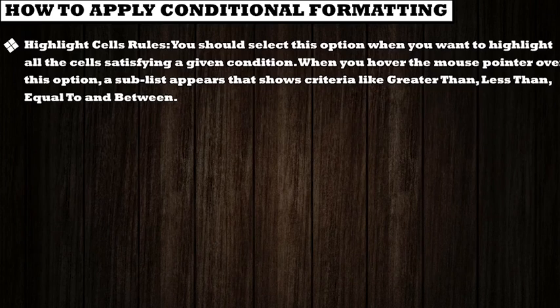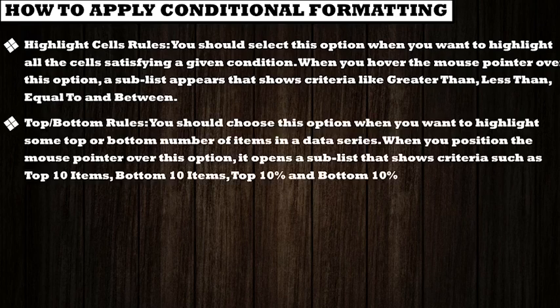Highlight cells rules. You should select this option when you want to highlight all the cells satisfying a given condition. When you hover the mouse pointer over this option, a sublist appears that shows criteria like greater than, less than, equal to and between.